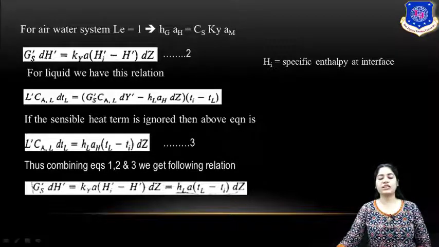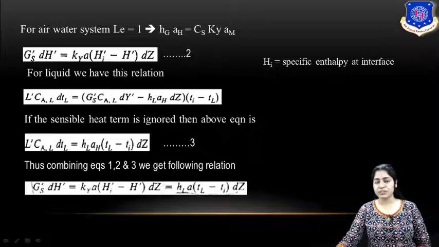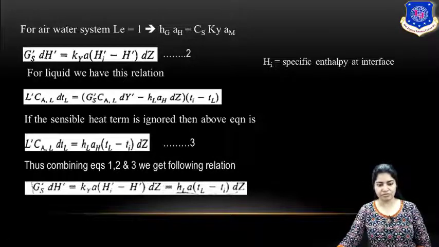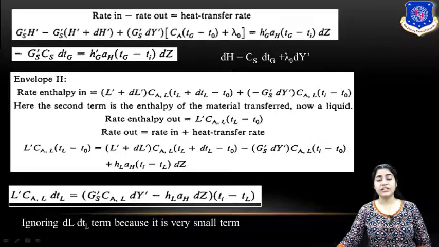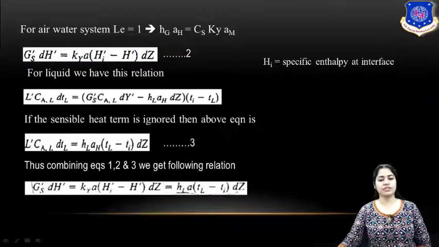Now another one is for the liquid. So what happens at the liquid envelope? The enthalpy balance is L' Cal dTl is equal to Gs' Cal dY' minus HL Ah dz ΔT. So this is the equation for the liquid envelope, which we saw when we were carrying out the enthalpy balance in the adiabatic operation section. Here you can see that for envelope 2, this is the equation we are talking about. In envelope 2, this is the enthalpy balance which we did for the liquid section. So now we are going to use this equation.